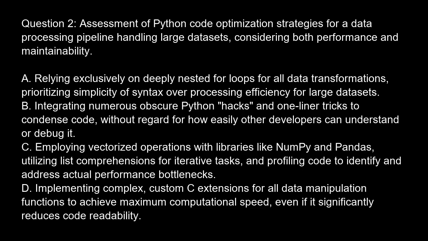Option B. Integrating numerous obscure Python hacks and one-liner tricks to condense code, without regard for how easily other developers can understand or debug it. Option C. Employing vectorized operations with libraries like NumPy and Pandas, utilizing list comprehensions for iterative tasks, and profiling code to identify and address actual performance bottlenecks. Option D. Implementing complex, custom C extensions for all data manipulation functions to achieve maximum computational speed, even if it significantly reduces code readability.